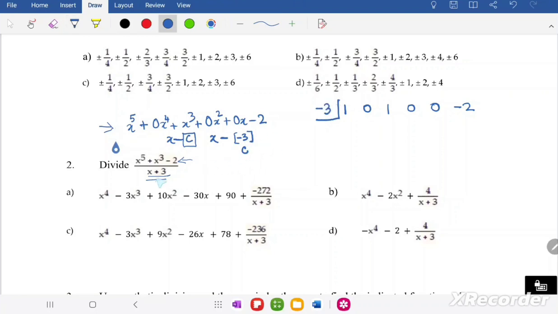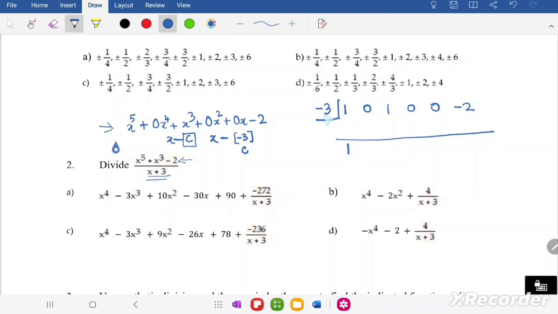So keep in mind, if you have your denominator in x plus 3 form or x plus any value form, you have to first rewrite it in x minus c and extract the exact value of c. Okay, so now we can start the synthetic division. I'm going to draw a line here. For the first number 1, I write that below the line.